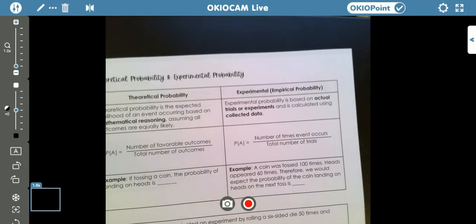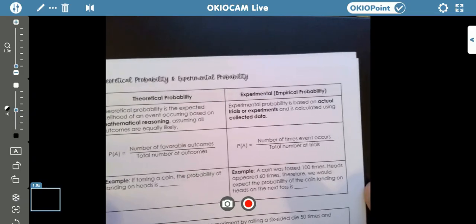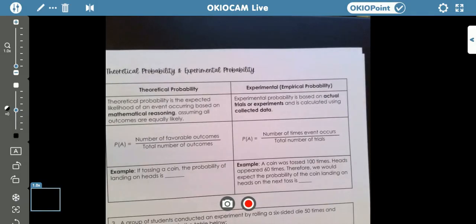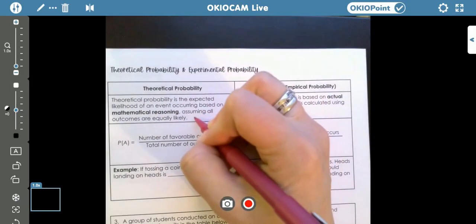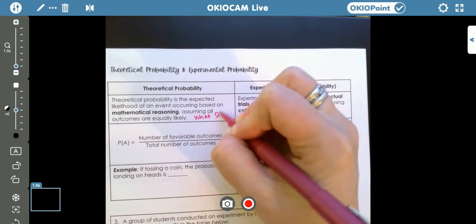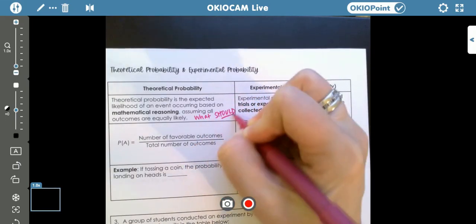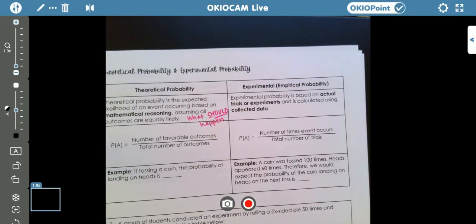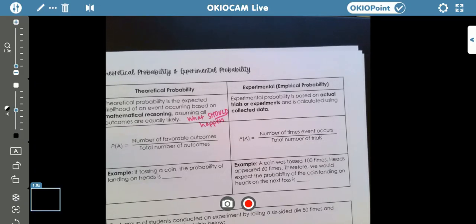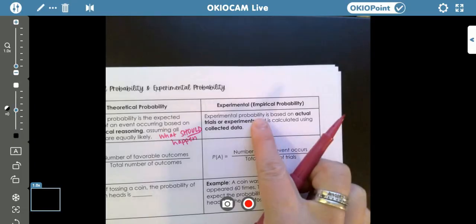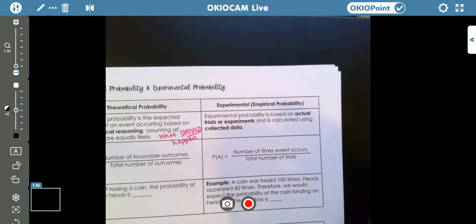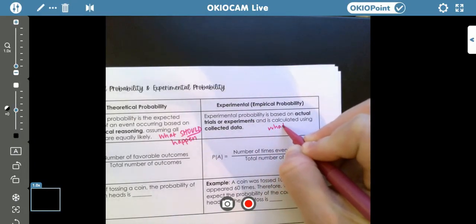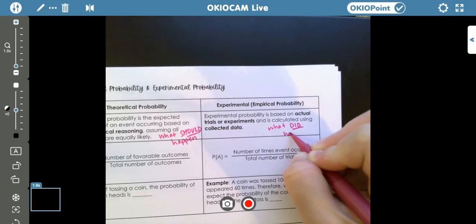All right, there's a couple different types of probability that we talk about. Theoretical probability is what should happen. So what should happen is every time I flip a coin, if I flip it 50 times, there should be 25 heads and 25 tails. But that's not necessarily what does happen. So experimental probability is what did happen.